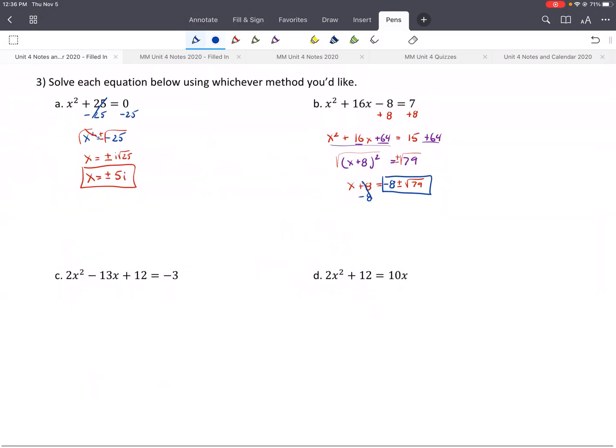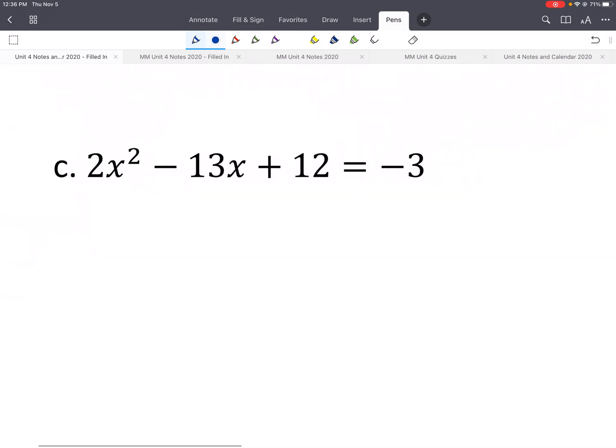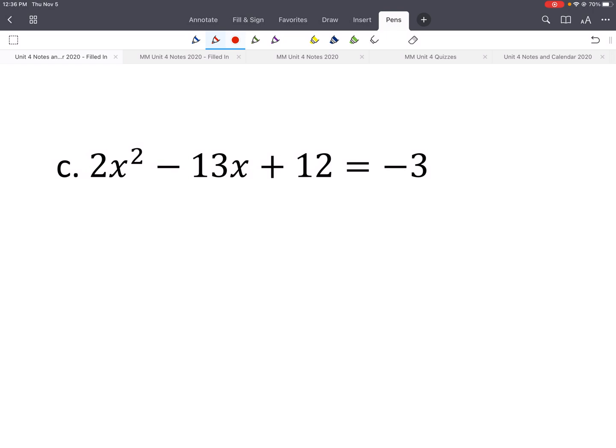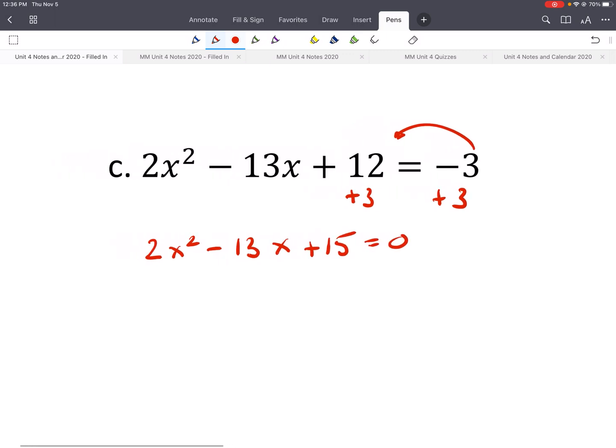All right, here's another example. We wouldn't use completing the square because a is not 1. We wouldn't use solve by using square roots because we have two terms with x's. So either this is going to factor or we'll use the quadratic formula. Either way, we'd need to move this to the other side by adding 3 to both sides. So we get 2x squared minus 13x plus 15. We could try and do the glasses method.